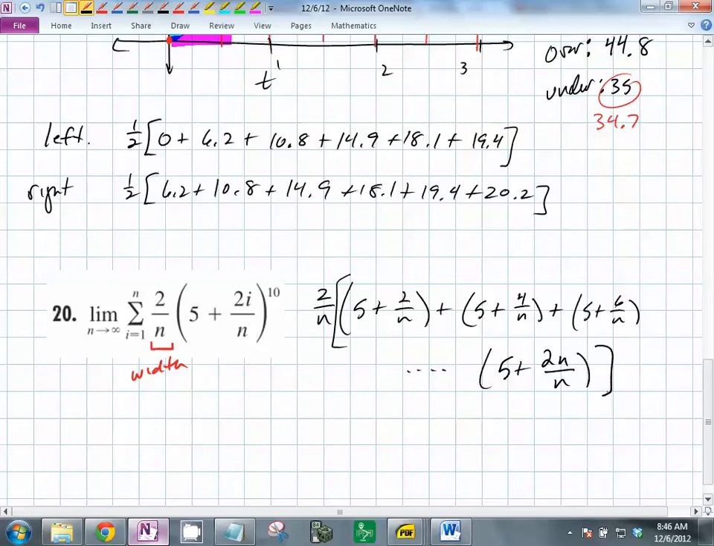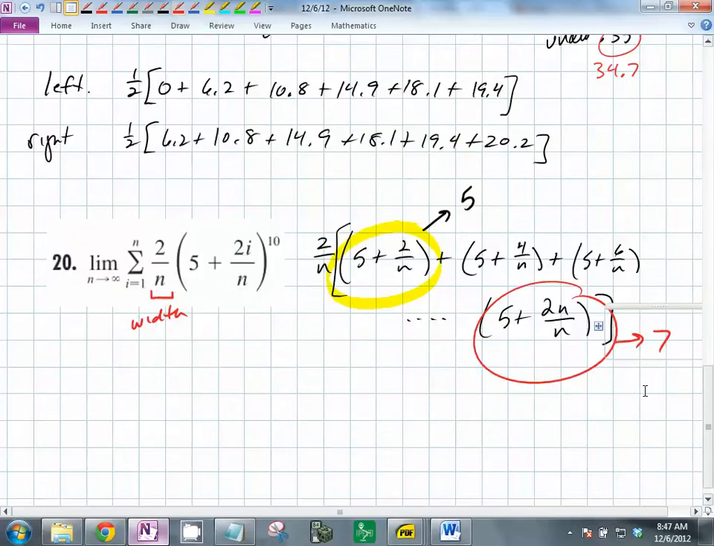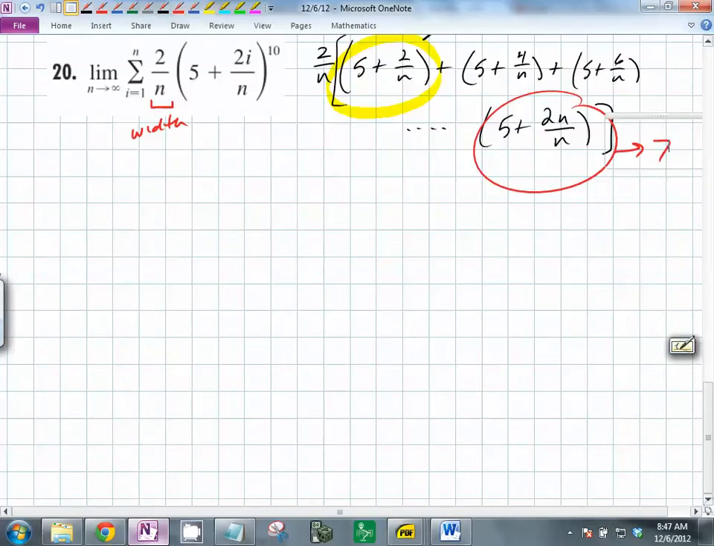If n is infinitely big, what is this close to right here? So as n gets really, really big, what does that get close to? That goes to 5. What does this go to? 7. Do you agree with that? So whatever curve this is the area under, you're starting at 5 and you're going to 7. Are we okay with that idea? So this curve starts at x equals 5 and goes to x equals 7.